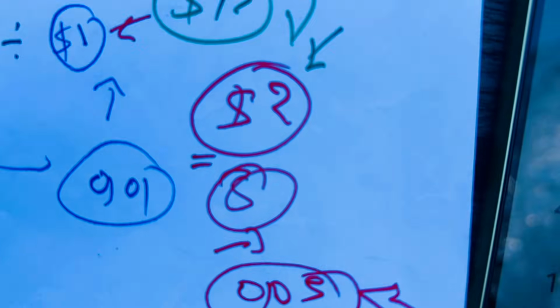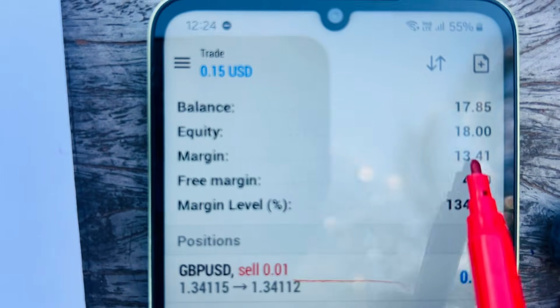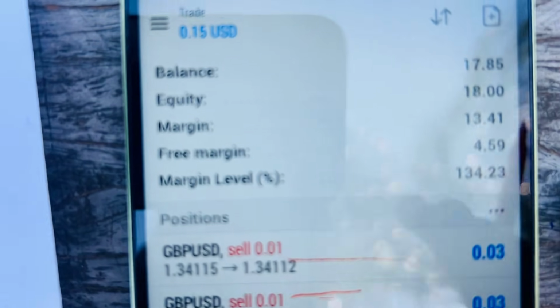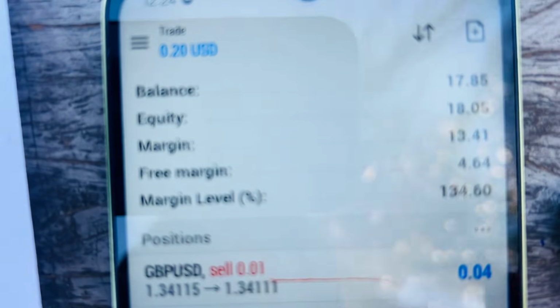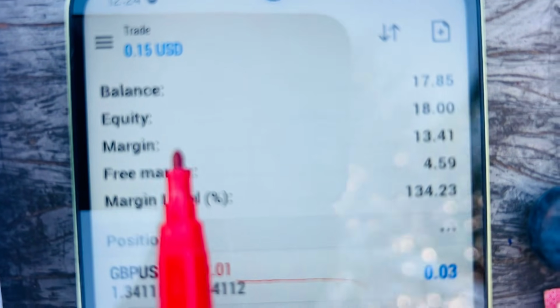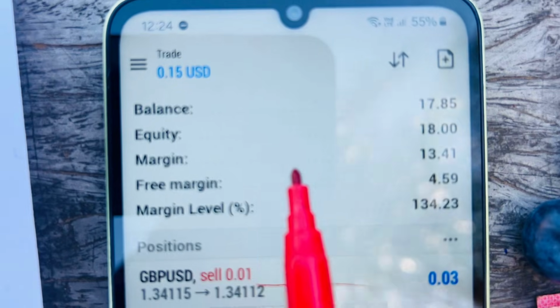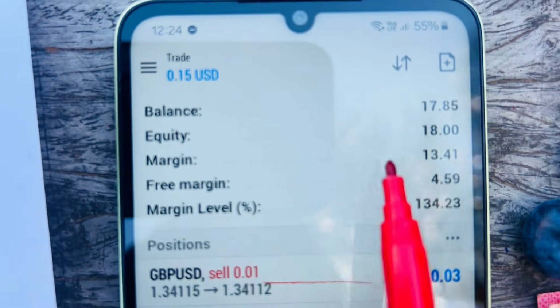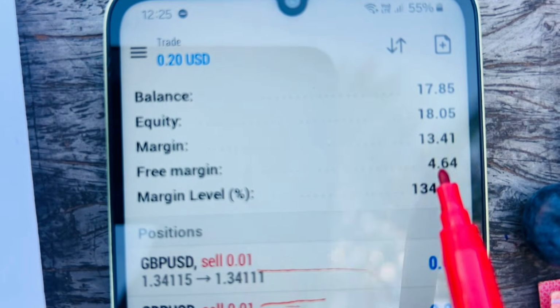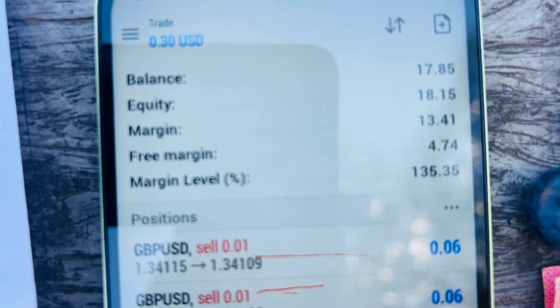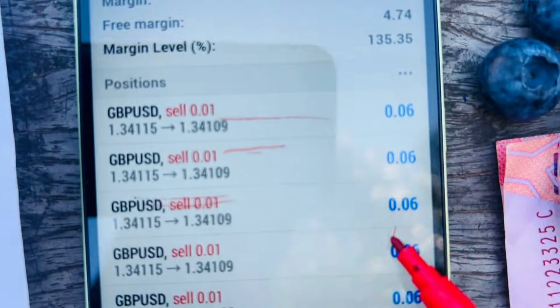0.05, which is, if you look here, you see this margin here, is 13, right? We have used the whole margin. We have used the whole margin here. Can you see that? We have used the whole margin. So there is not enough money that we can use on free margin. So that is why now we have these positions.